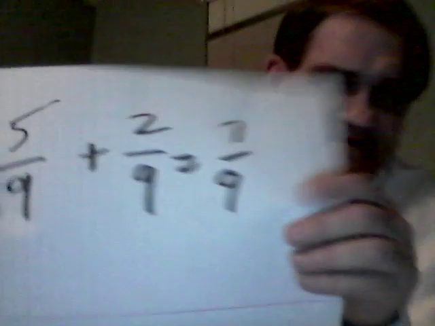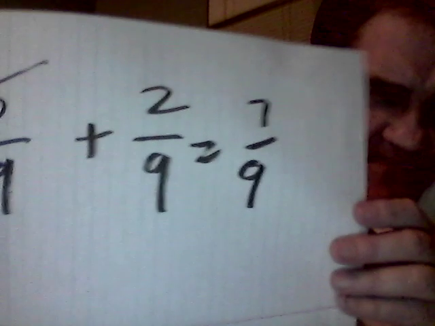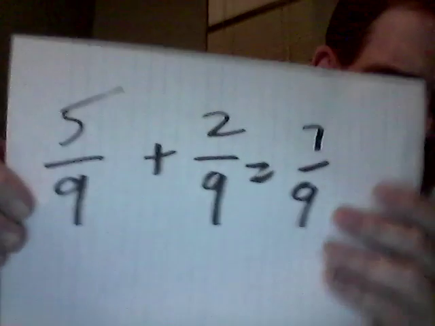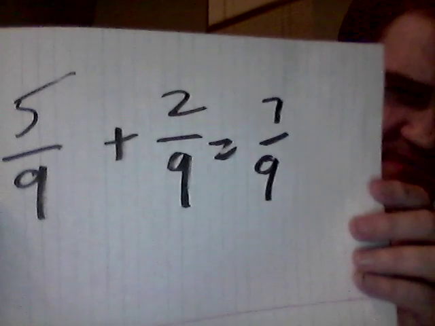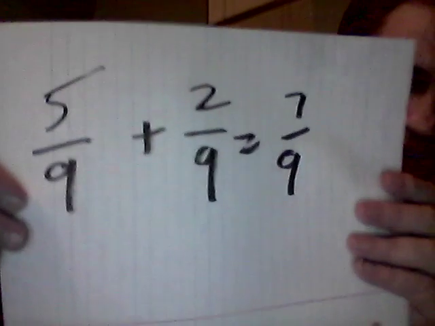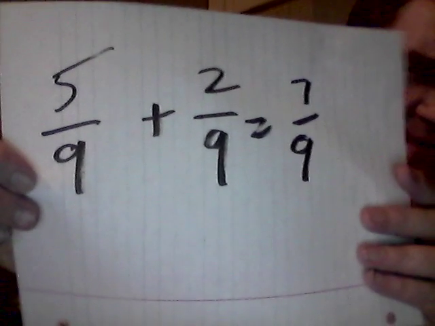Adding fractions. Now, I'm going to give you the simplest fraction to add. And of course, I'll have the simplest answer, right? Okay, now watch. 5 over 9 plus 2 over 9. That's pretty simple. That equals 7 over 9. Now, why does it equal 7 over 9? You have 5 and 2, that's 7. That makes sense, right? Why am I putting that 9 down there like that?